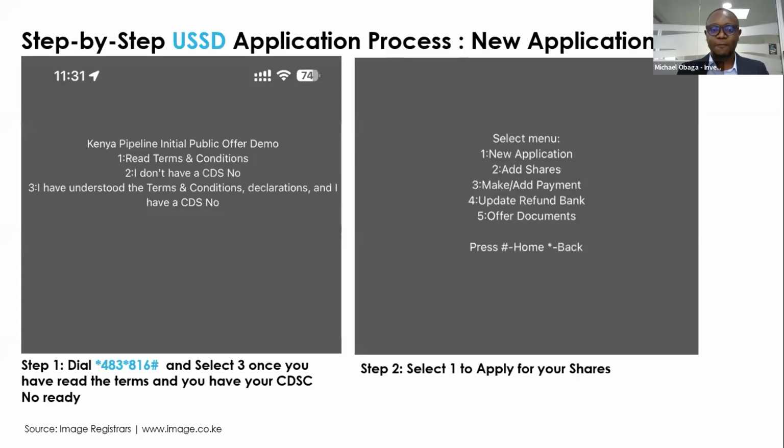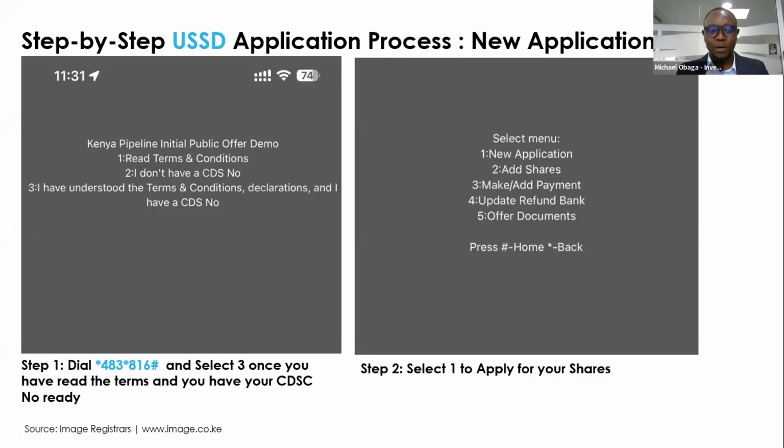Now you dial *483*816#. So that is the USSD code that you're going to dial on your phone, that will allow you to access the first page, which will be your landing page for this IPO application on your mobile phone. So the options you'll have, of course, the first option should be reading the terms and conditions. Remember, you have to agree and be conversant with the terms of this IPO.